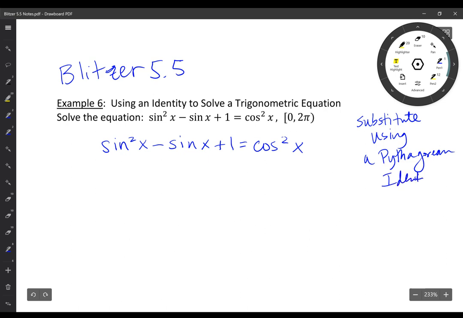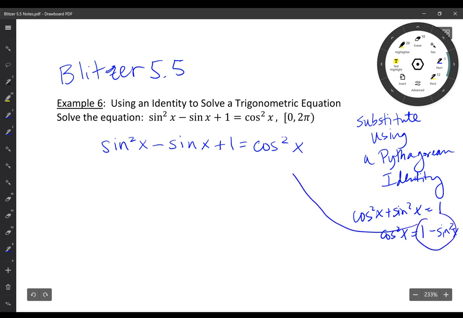So, and I can see where substituting for cosine squared is going to be easier, right? If I substitute for sine squared, I'm still going to have that sine in there. So I'm going to go ahead and substitute for cosine squared. And just as a reminder, it's cosine squared plus sine squared x equals 1. And then when I solve that for cosine squared, I'm going to have to subtract sine squared x on both sides. So cosine squared x equals 1 minus sine squared x. So that's going to be my substitution. I'm going to substitute the 1 minus sine squared x for the cosine squared x.